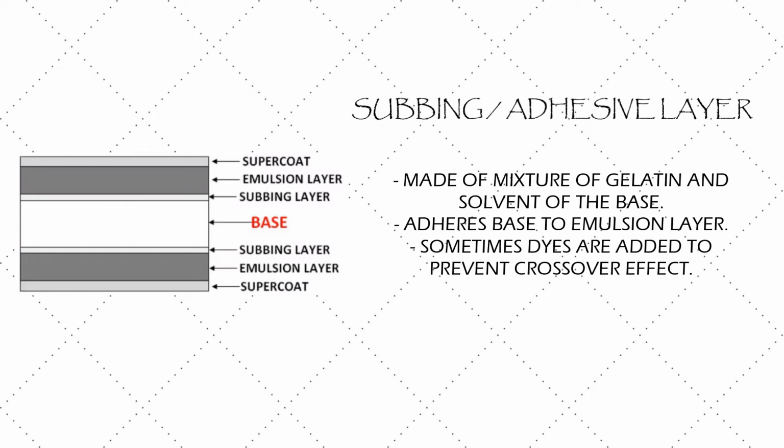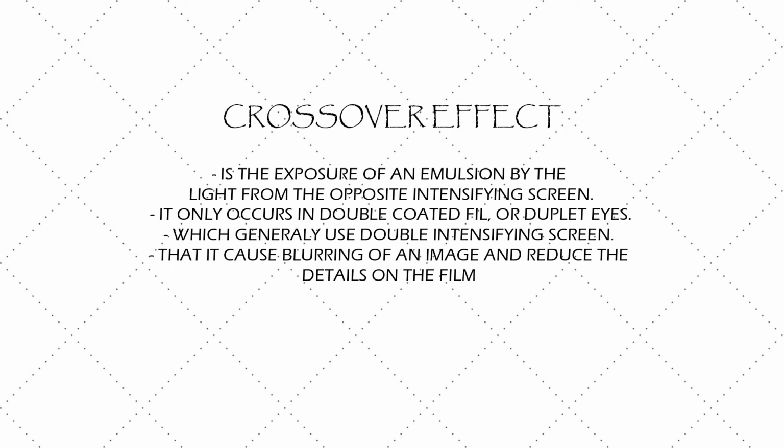Dyes are sometimes added to the subbing layer or adhesive layer to prevent an unwanted effect called the crossover effect. Crossover effect is the exposure of an emulsion by the light from the opposite intensifying screen. It only occurs in double-coated film or double-emulsion film, which generally uses double intensifying screens. It causes blurring of an image and reduces the details on the film.